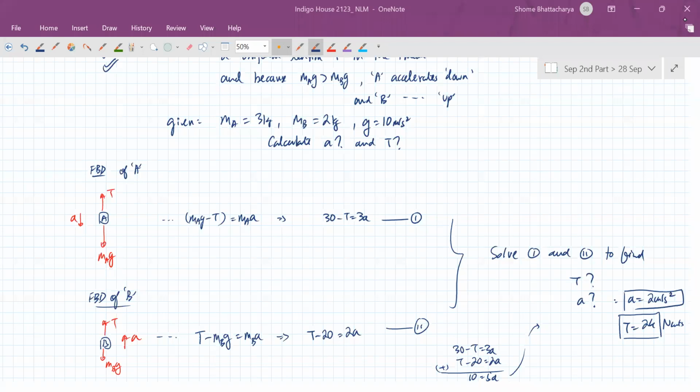Okay. So it's very important to understand the direction and the sign convention in each of these free body diagrams, because we know for sure that A is accelerating downwards and B is accelerating upwards. So when we write net force is equal to mass into acceleration, in case of A's free body diagram, we consider the net force in the downward direction. And in the case of B, we consider the net force in the upward direction. So tension comes with positive sign and weight comes with negative sign in the case of B.